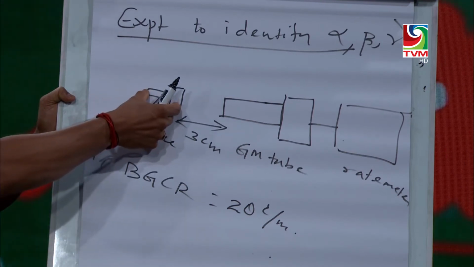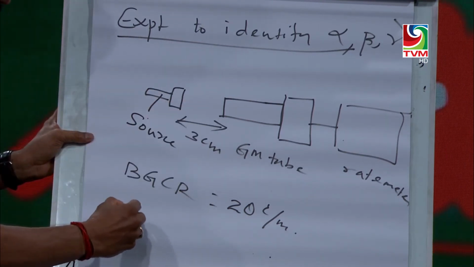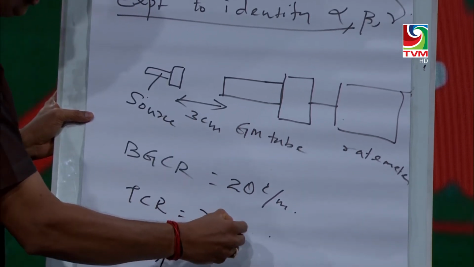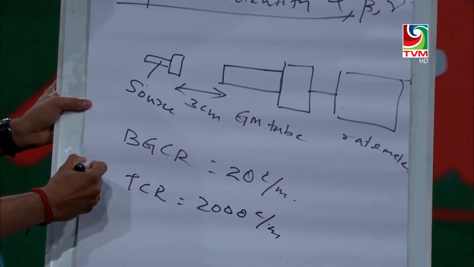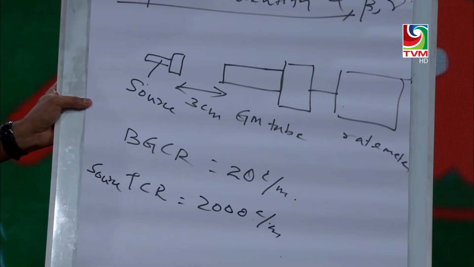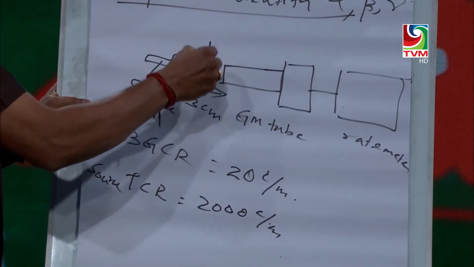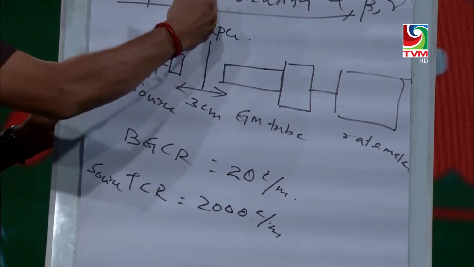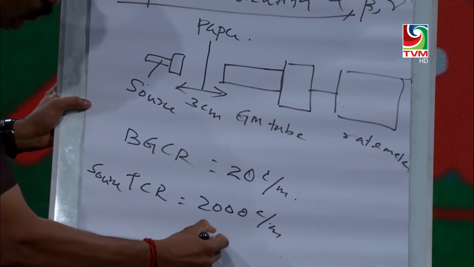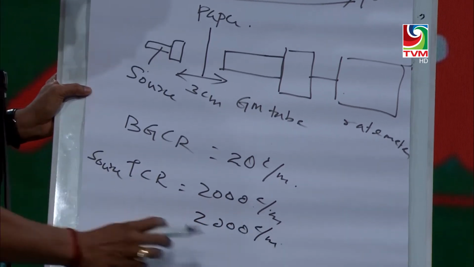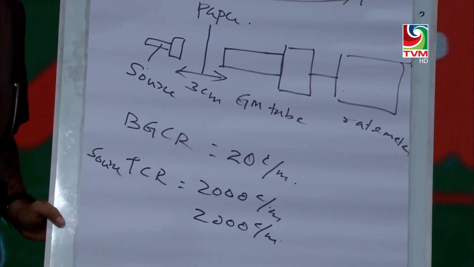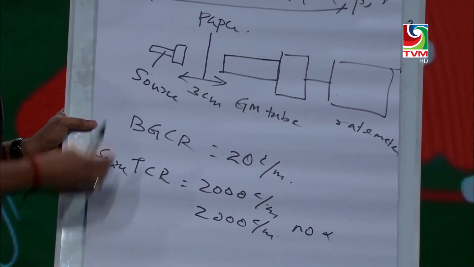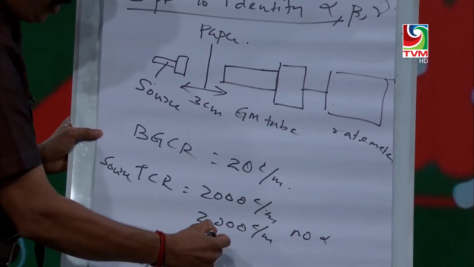After keeping the radioactive source, note the total count rate. Say for example, it is around 2000 counts per minute. Then introduce a thin sheet of paper between the radioactive source and the GM tube. If the count rate remains 2000 counts per minute, there is no decrease in count rate, so there is no alpha particle. Sometimes when you keep the paper, the count rate falls to 20 counts per minute.